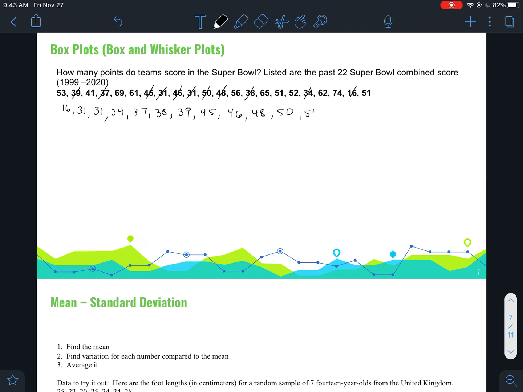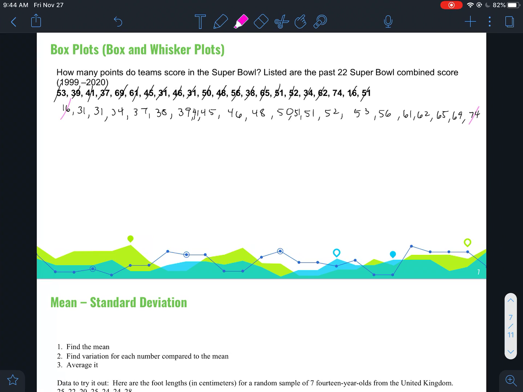and then we've got 50, we've got 51, 52, we've got 53, oops, I missed a 41, we've got 53, we've got 56, we've got 61, 62, we've got 65, oops, we missed 51, there were two 51s, 65, 69, and then 74 is the highest.